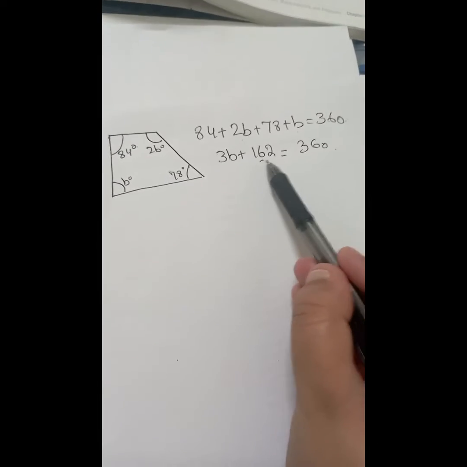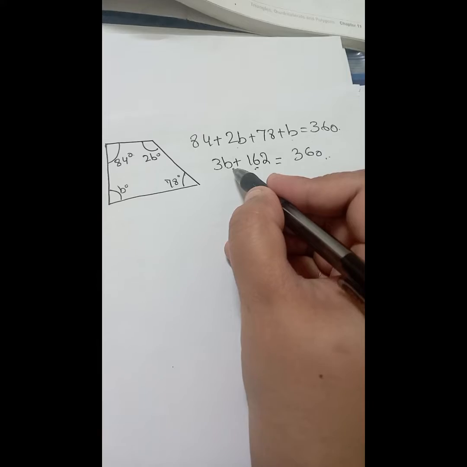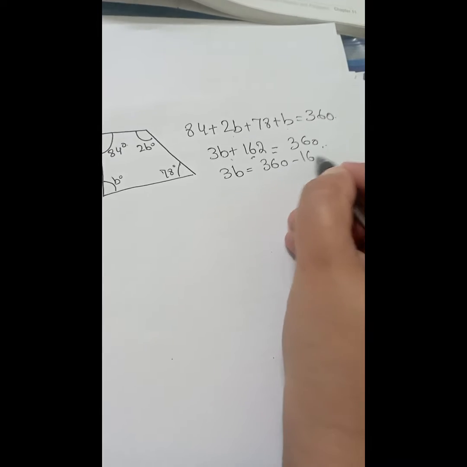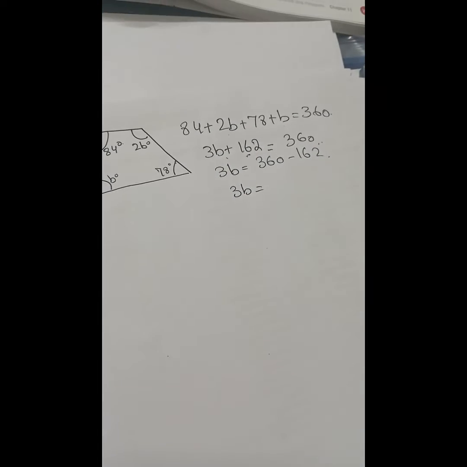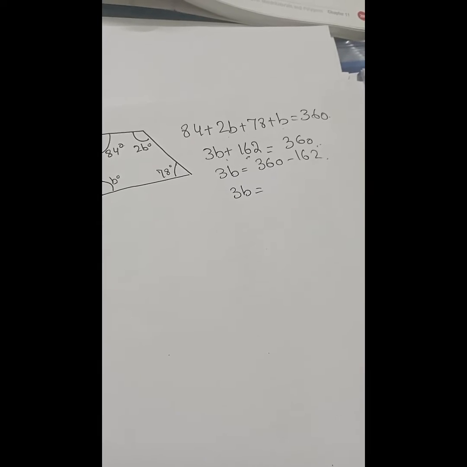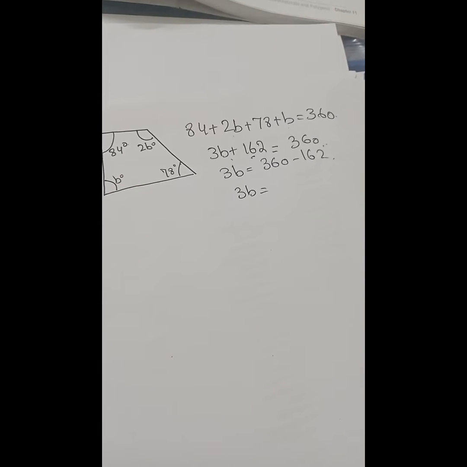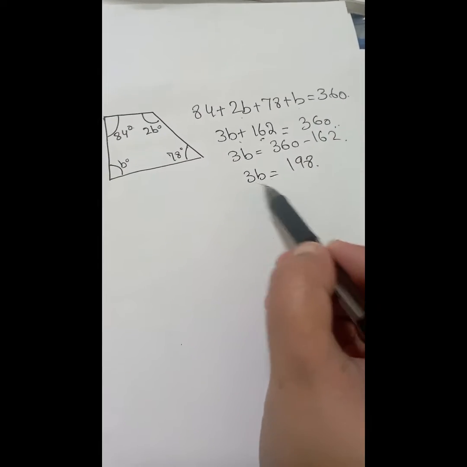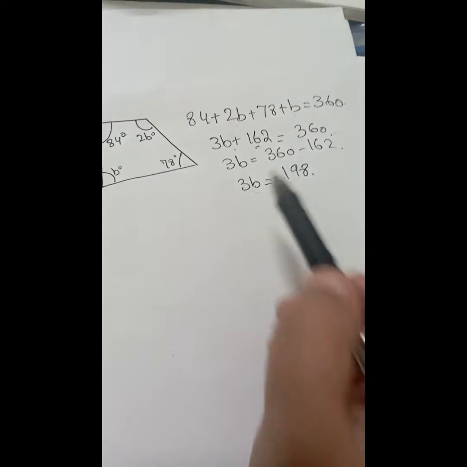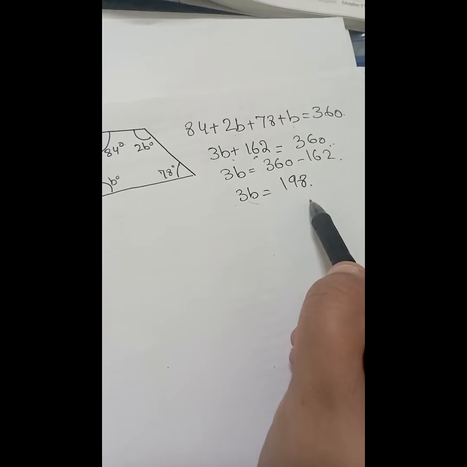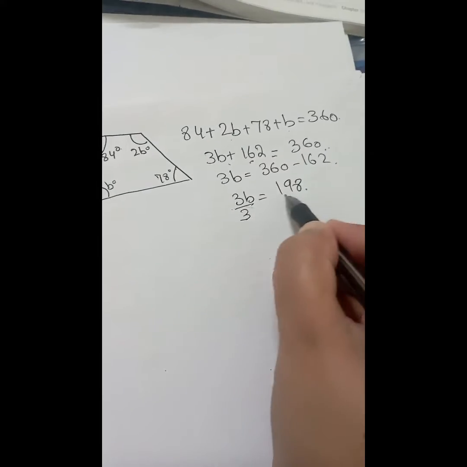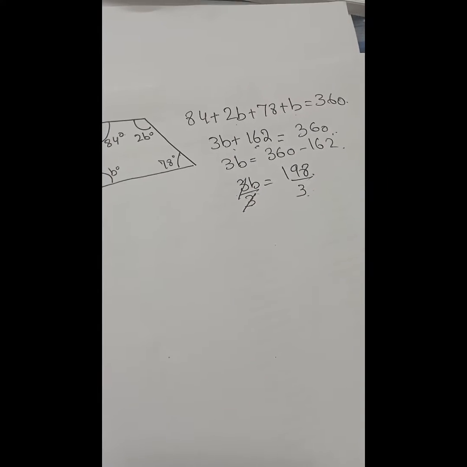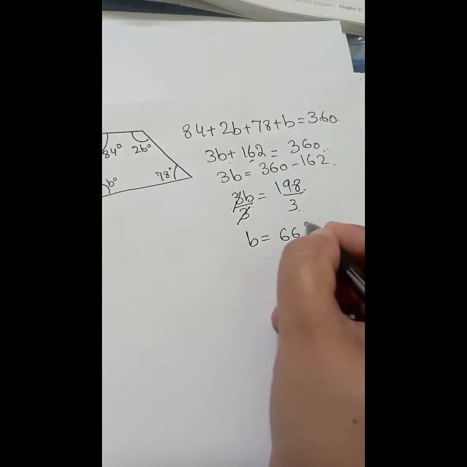Now let's take this 162 to the other side to subtract it, since it's added with 3b. So 3b is equal to 360 minus 162. Subtracting 360 minus 162, I get 198. Now it's time to isolate B and calculate the value of angle B. So we take this 3 to the other side by dividing both sides by 3, and we have 198 divided by 3, which is equal to 66. So B is equal to 66 degrees.